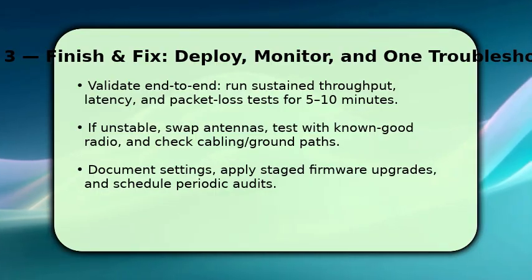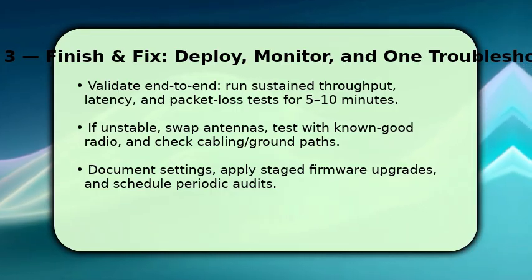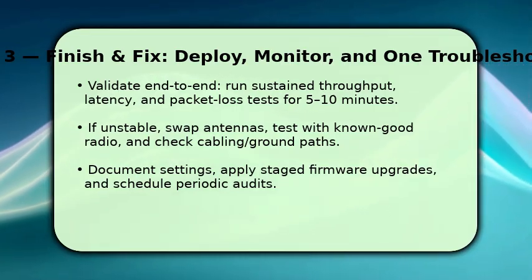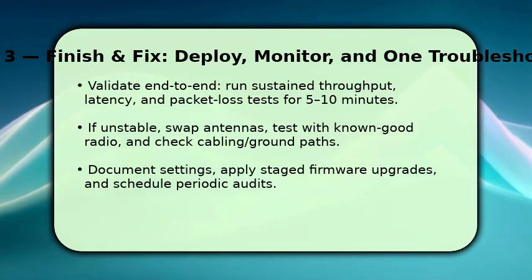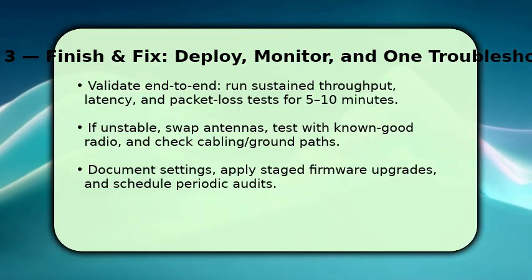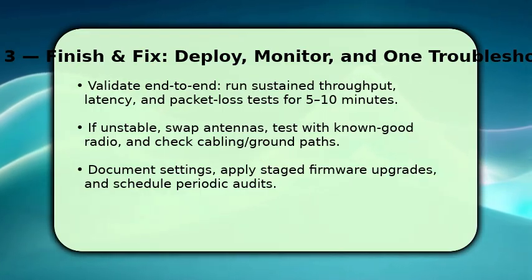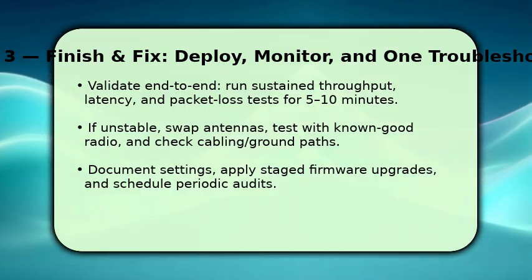To finish, verify stable convergence with real traffic tests. Run sustained throughput and latency checks for several minutes so you can see intermittent flaps. Make sure routes and management access persist after a reboot. That proves settings are persistent. If instability remains, replace suspect hardware, swap antennas or radios, and inspect cabling and ground. As a final step, document exact settings and apply firmware upgrades in stages. If you still see problems, focus troubleshooting on interference scans and repeaters, because those often hide convergence issues.